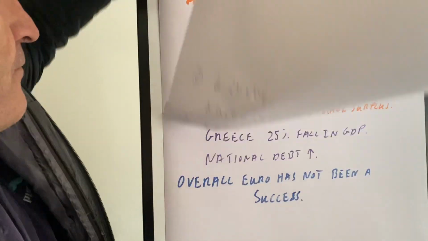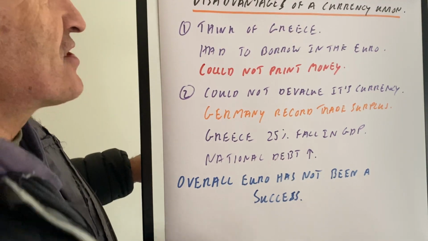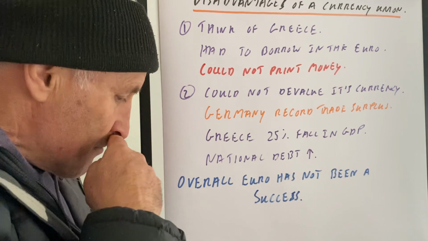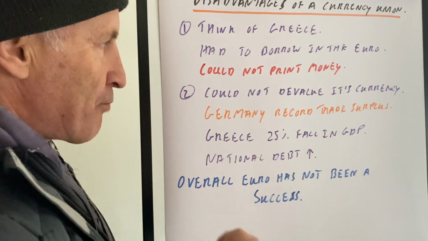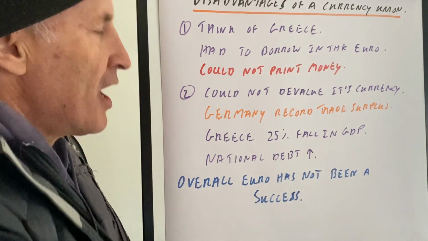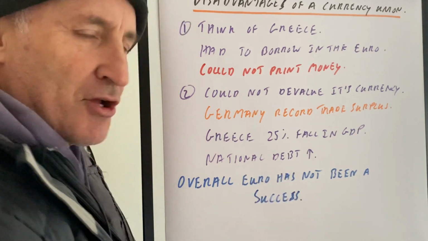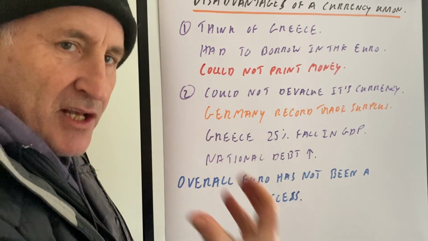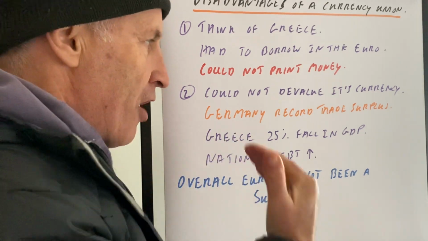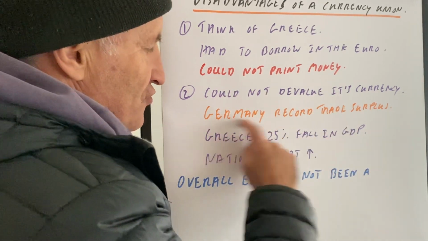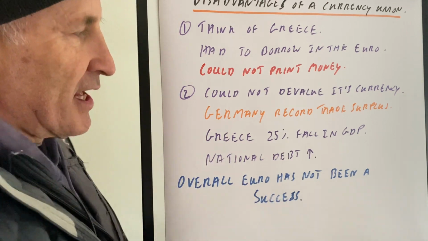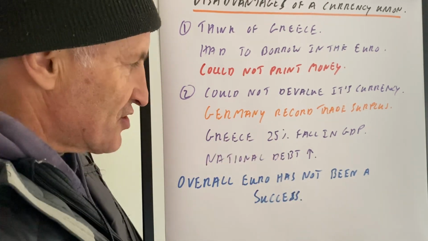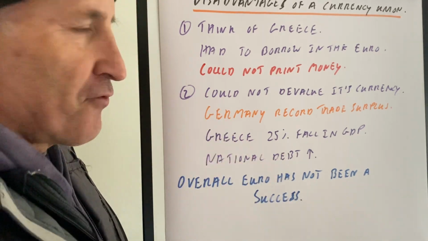However, the disadvantages of a currency union. Think of Greece. It was an absolute disaster because when they had problems, they couldn't print money to get themselves out of the issue. They could not decrease the exchange rate because they're in the euro. Germany has got a great big trade surplus. Therefore, the demand for euro is quite high because of Germany, even though Greece was running a trade deficit of 10%. So Greece could not devalue its currency. So it was a complete disaster for them.